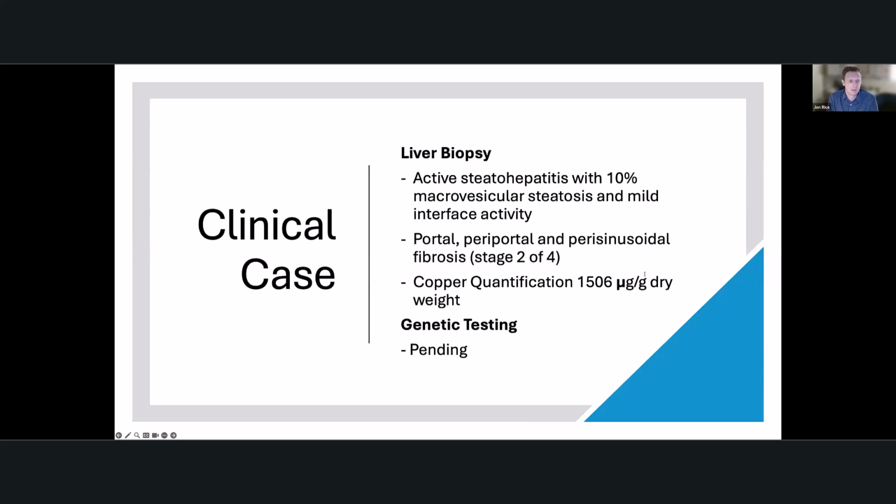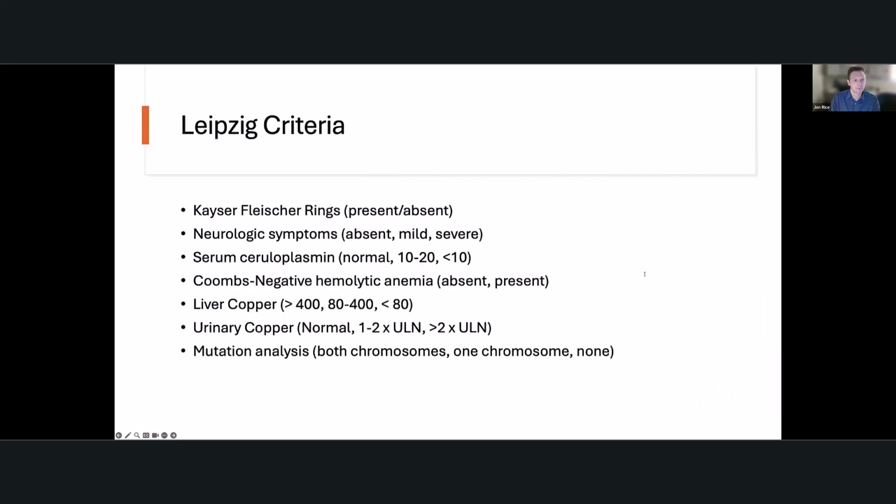So in our patient, she underwent a liver biopsy, as that was the next step based on the urine copper. And it showed active steatohepatitis with 10% macrovesicular steatosis and mild interface activity. It also showed portal and periportal and perisinusoidal fibrosis, which is stage 2 of 4, so not cirrhosis yet. And the copper quantification, as you can see there, was diagnostic for Wilson's disease with a level of 1500 by dry weight. And her genetic testing is actually still pending at this time.